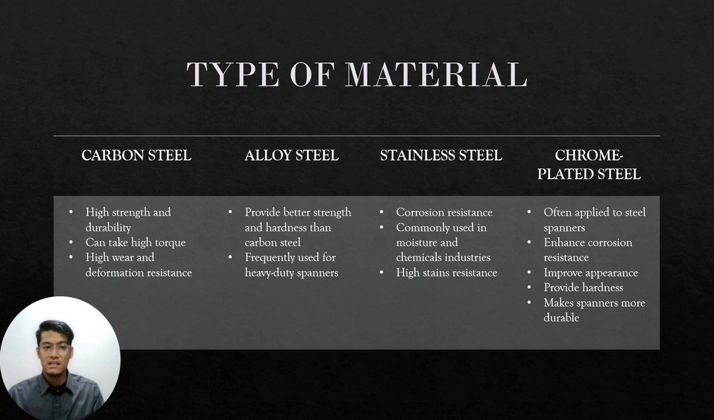For the third one is stainless steel. It is known for its corrosion resistance and is commonly used for spanners in industries where exposure to moisture or chemicals is a concern. It may not be as robust as carbon or alloy steel, but it provides high resistance to corrosion and stains. And the last one is chrome plate steel. Chrome plating is often applied to steel spanners to enhance their resistance to corrosion and improve their appearance. The chrome layer also provides some level of hardness, making it more durable.